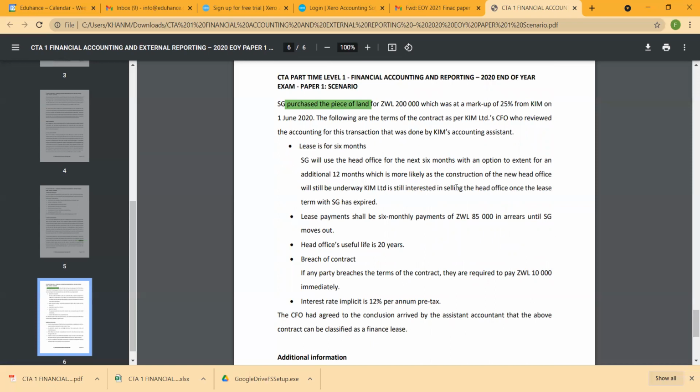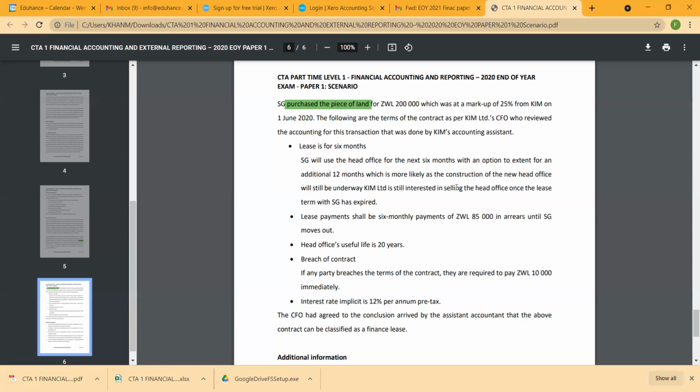So SG purchased the piece of land for ZWL 200,000, which was at a markup of 25% from Kim on 1 June 2020. Okay, so there we purchased land, and that is now an intercompany sale. So any intercompany unrealized profit needs to be eliminated. Okay, does that make sense? So just be aware of that.